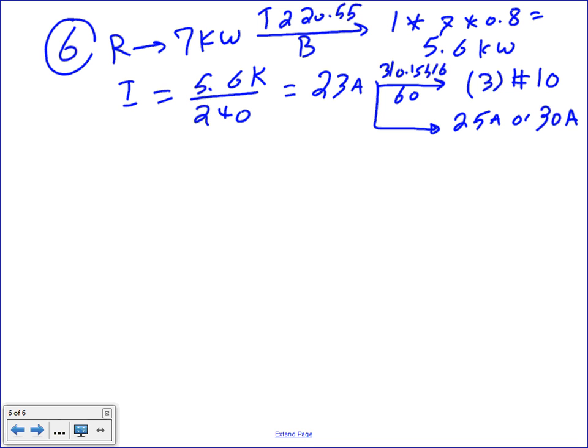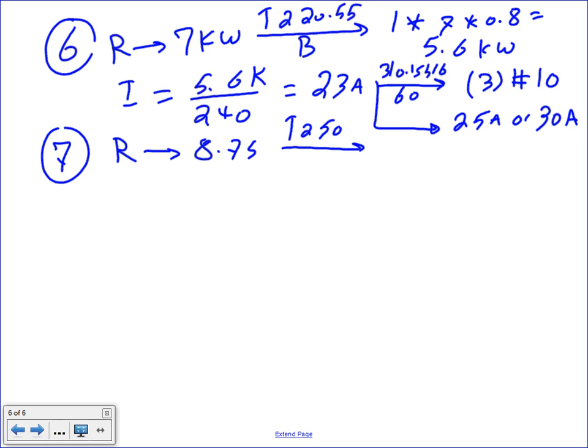Number 7, guys, is the same thing: a range, 8 3/4, 8.75 kW. So you're going to take this one to the same table, 220.55, under which column now? Are we still on the same column, B? Yeah, thank you. B. So the same calculation, guys: 1 times 8.75 times 0.8.